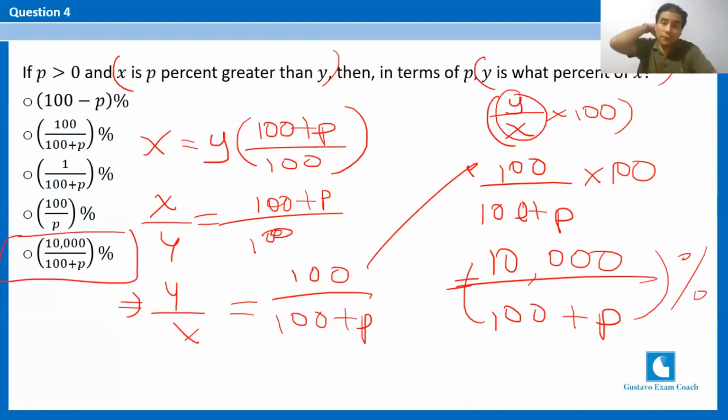Okay. If you forget multiplying by 100 here, you could just mark the alternative B. And that is only a fraction. It's not a percent. It's like marking 0.5% rather than 50%. All right?